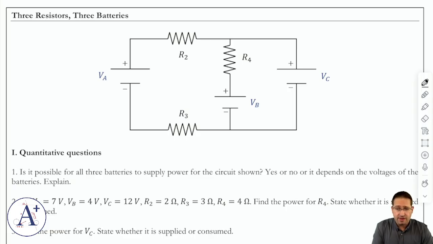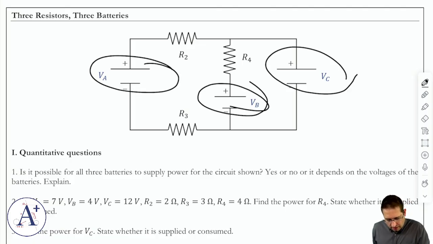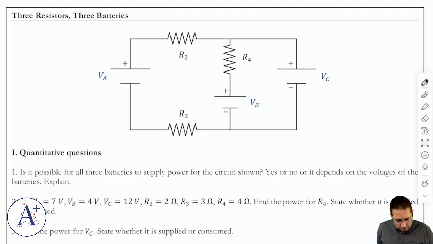Now this one is actually a bit more involved, let's call it that. And also it's going to allow us to find power. So that's a good little skill to practice, computing power consumed or supplied and deciding what happens. Okay. So here's a circuit that has 3 resistors and 3 batteries. Okay. And the batteries are here, VA, VB, VC. And we got R2, R3, R4. For whatever reason, there's no R1, but whatever, it doesn't matter.